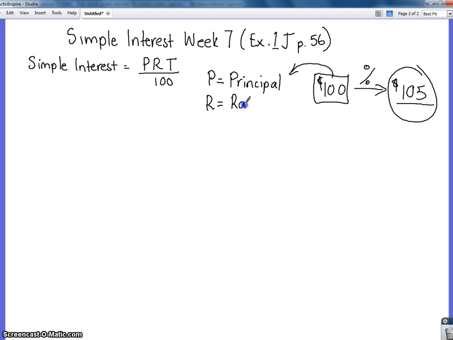So the rate might be something that looks like this, 6% per annum meaning every year. What does 6% mean, Beck? What does that look like as a fraction?